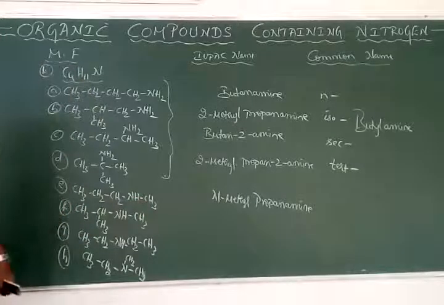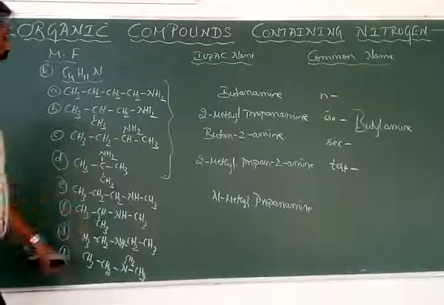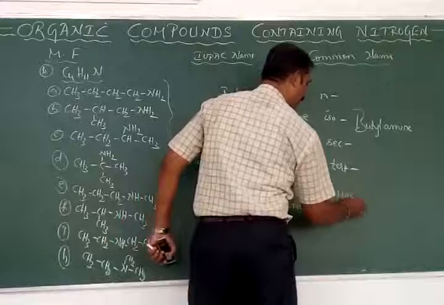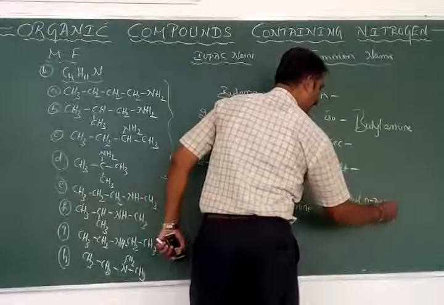Then according to the alphabetical rule, methyl or ethyl first here? I think methyl first and then propyl. Therefore it is called methyl-n-propylamine.